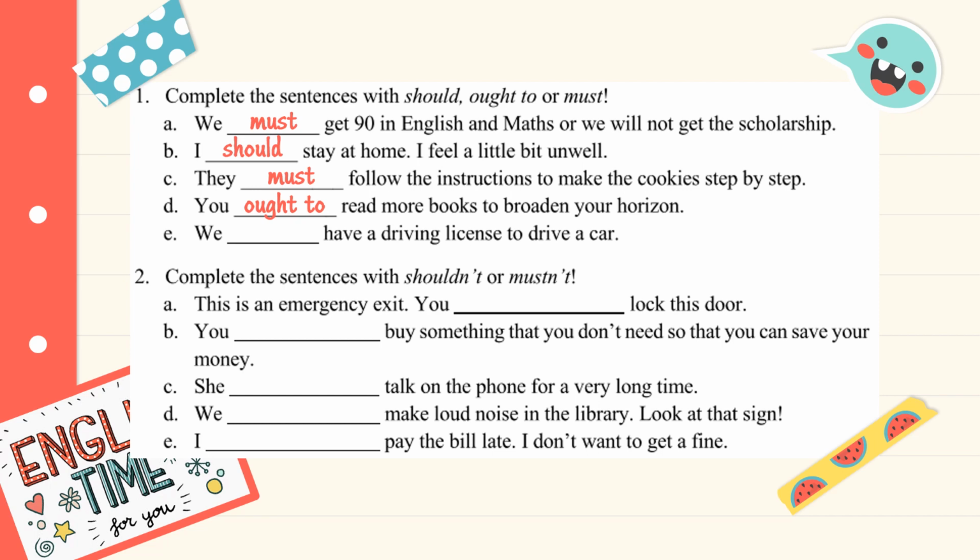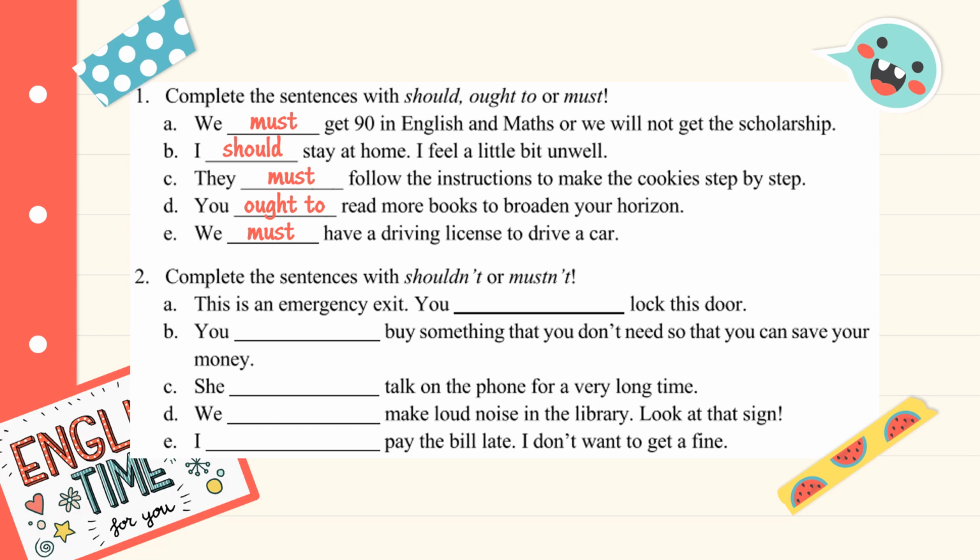E. We blank have a driving license to drive a car. Do you have to have a driving license to drive a car? Yes, you have to have a driving license to drive a car. Okay? It's the basic rule of driving a car. So the answer must be must. Number 2, complete the sentences with shouldn't or mustn't.